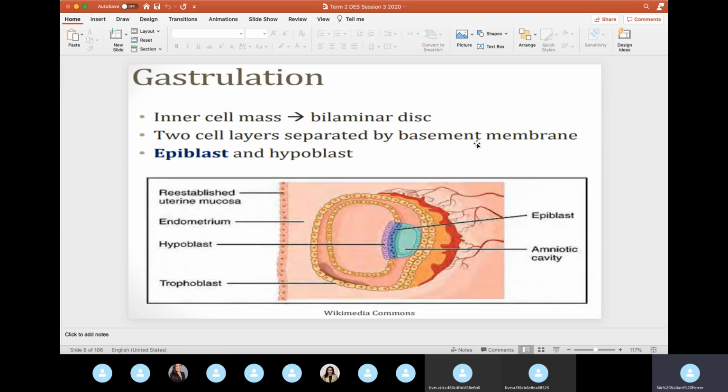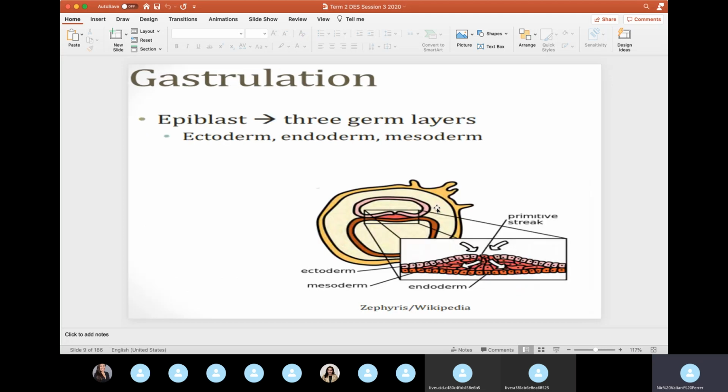Next, gastrulation. So you have the inner cell mass, right? Your embryoblast, it becomes a bilaminar disc. Now, this bilaminar disc is separated by a basement membrane. It becomes another 2 parts. You have the epiblast, and then you have the hypoblast. We're going to talk about these in the next couple of slides. So gastrulation just means the formation of the bilaminar disc.